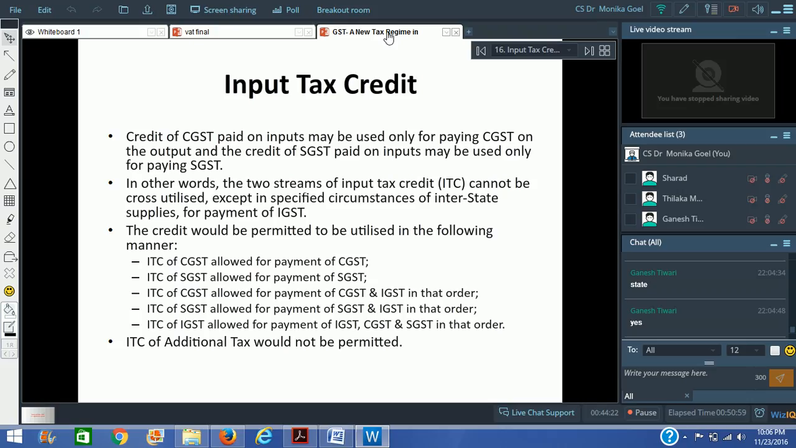This is clear. Now the question comes at how are we going to do the input tax credit. CGST paid on inputs can be used for paying CGST on output. So CGST credit can be utilized for the purpose of making the payment of CGST. Okay. SGST can be utilized for the purpose of payment of SGST. Is it getting clear? CGST's input tax credit can be used for the purpose of payment of CGST, and SGST input tax credit will be used for the purpose of making payment of SGST. This is clear?